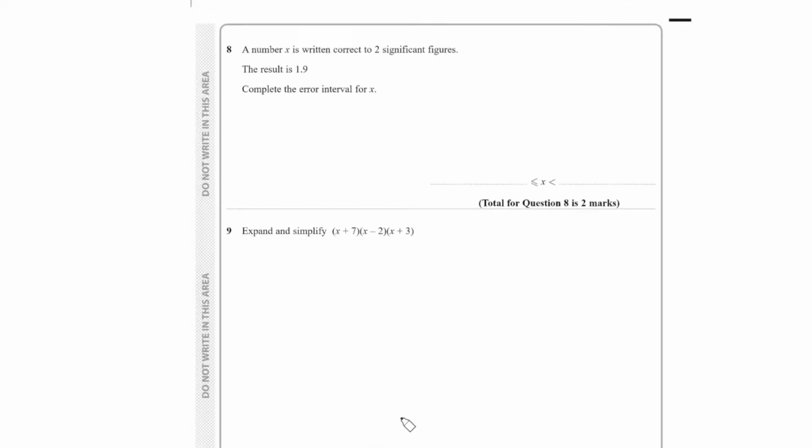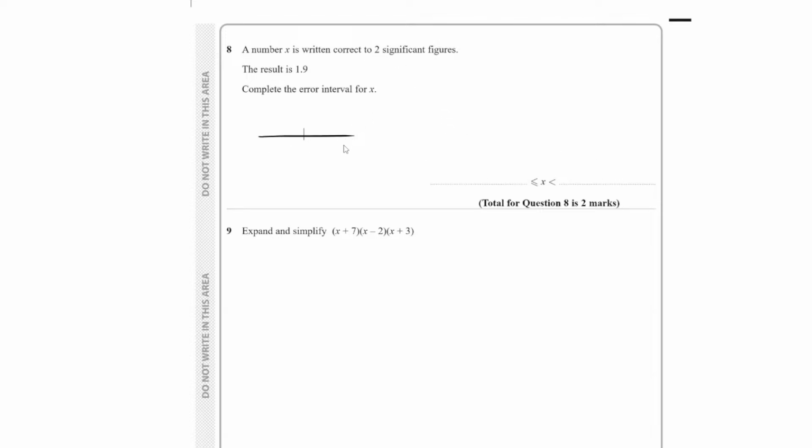Question 8. So a number x is written correct to 2 significant figures. The result is 1.9. Complete the error interval for x. Obviously, I guess a mark for each of the numbers there and in their correct position. When you've got numbers rounded, so in this case they've rounded it to 2 significant figures, haven't they? Error intervals are the same as upper and lower bounds. Same concept if it's rounded, which it is in this case.